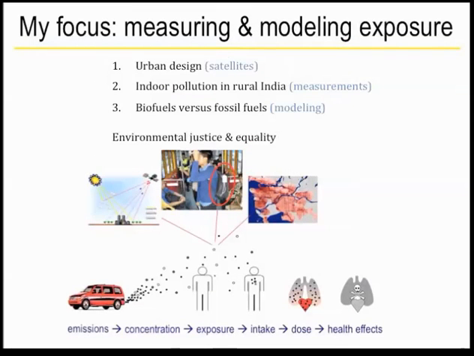So I will wrap up there and just summarize what I talked about so far. My research is in exposure to air pollution. I talked about three methods: using satellites, using direct measurement, and modeling. I had three research questions that matched with those methods. Urban design and how the size and shape of a city correlates with air pollution. Indoor air pollution in rural India, where we studied one intervention to see if it could make an improvement on those health effects. And then biofuels and the air pollution and health impacts relative to the fossil fuels that they might displace.